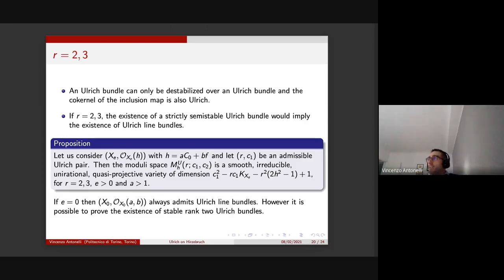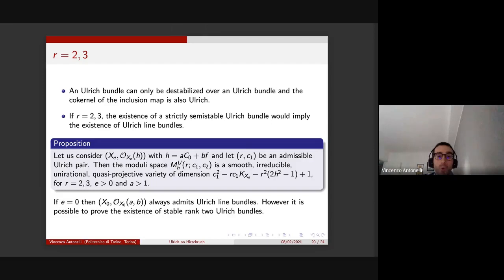In this theorem, I've considered Hirzebruch surfaces with the invariant e greater than 0. A quick comment on what happens when you consider P1 x P1: the main obstacle is that it always admits Ulrich line bundles for every polarization. So not just when a is equal to 1, but for every polarization. And in this case, it is possible to prove the existence of stable rank 2 Ulrich bundles.